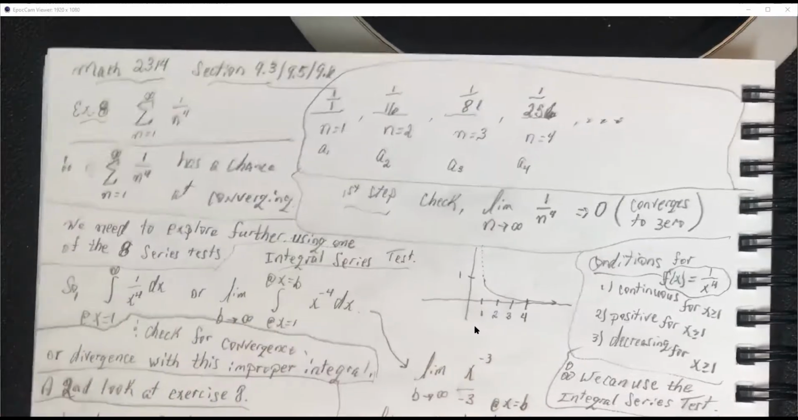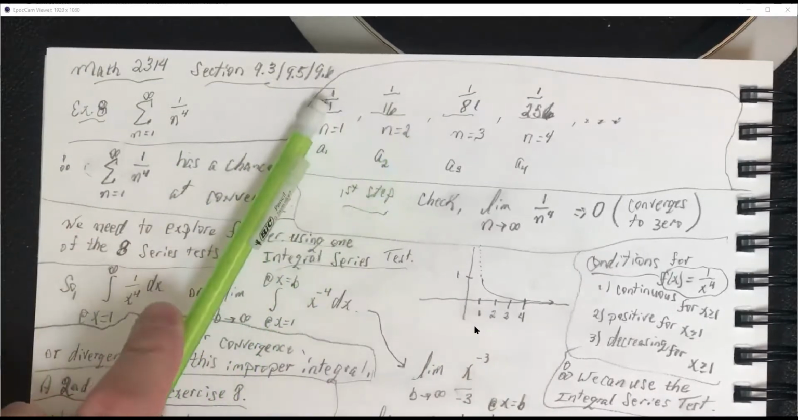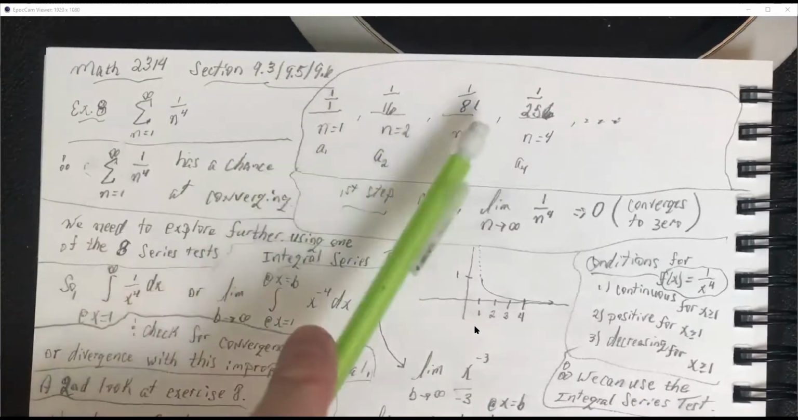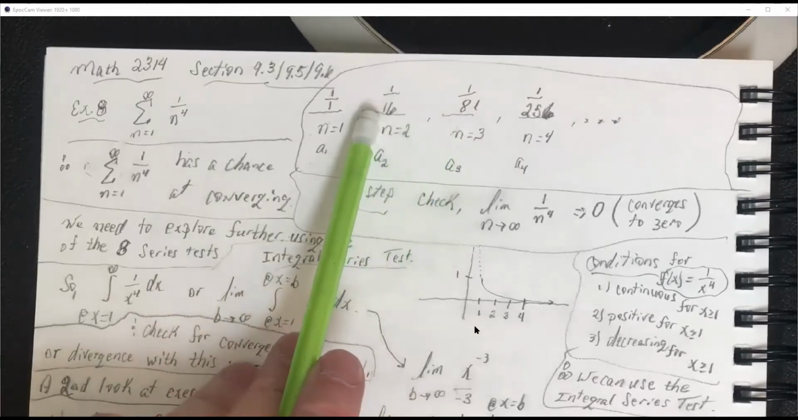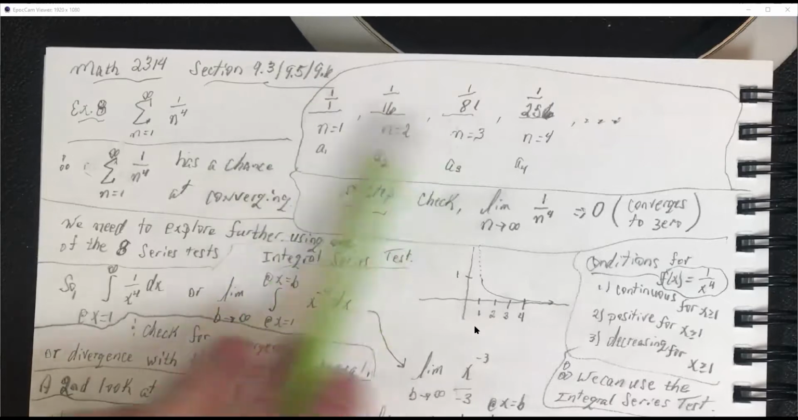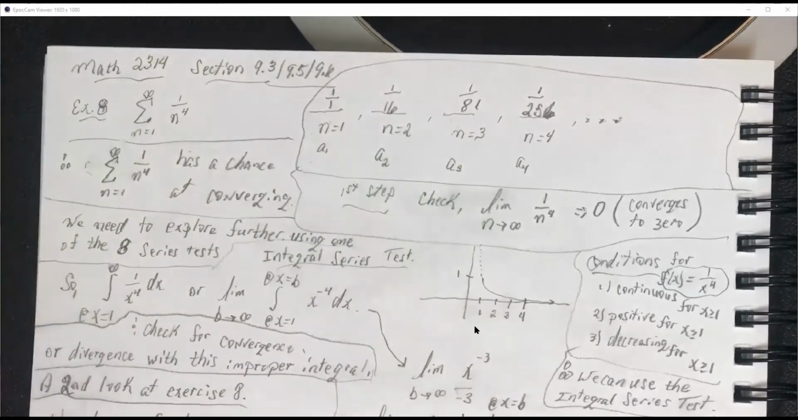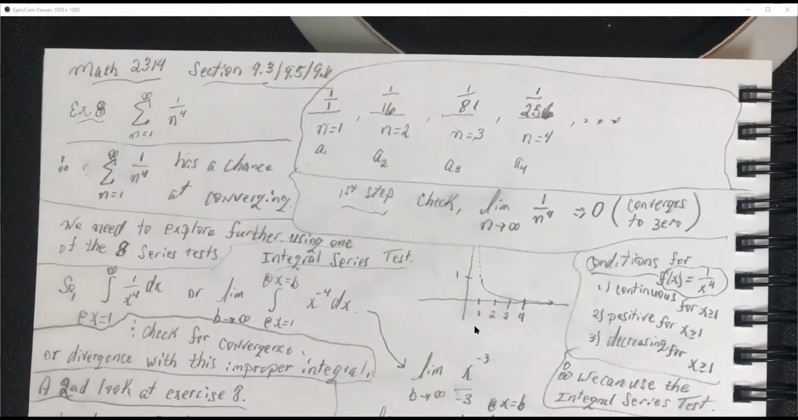If we divide 1 over 16 by 1, well, that's 1 over 16, that's kind of easy to see. And if you take 1 over 81 and divide it by 1 over 16, you're not going to get the same ratio. So there's no common ratio, and therefore it's not geometric. The only other series test we know is the integral series test, and that's what the directions tell us to use.